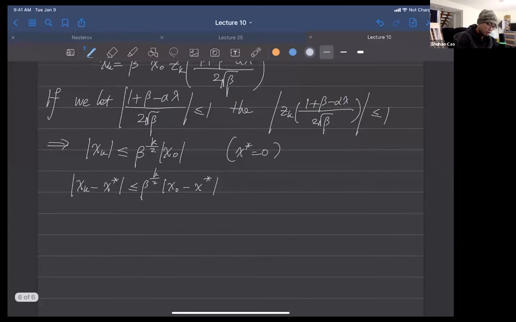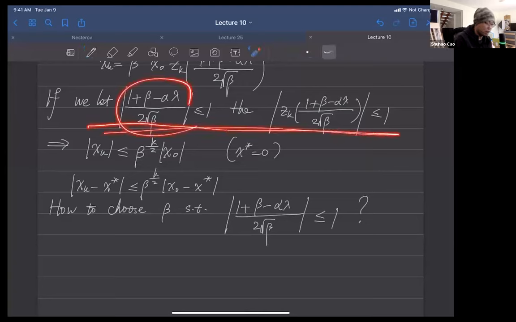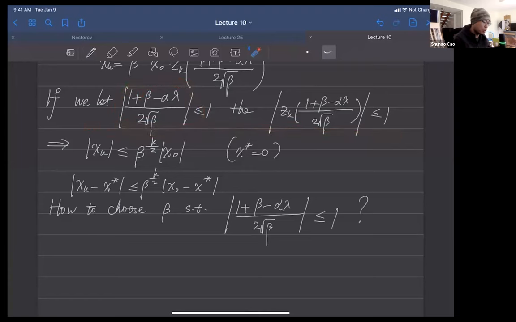And now the question is how to choose beta such that this is less than or equal to one. Okay, so this is our next question. Previously, we just assumed that this is less than or equal to one, and then we can achieve our goal. Now the question is, how do we choose beta? The answer is we can estimate beta.